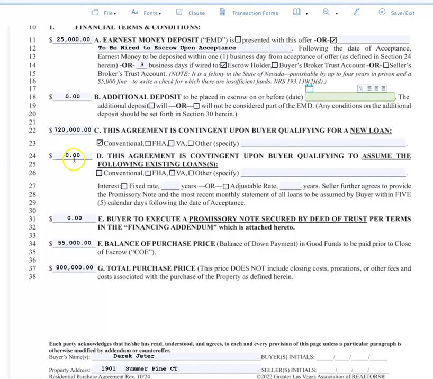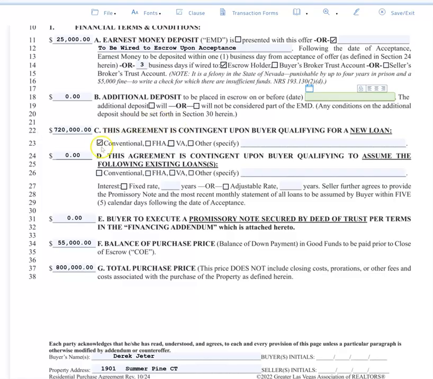Now, number C, this agreement is contingent upon the buyer qualifying for a new loan. Okay. Now, I put $720,000 because that's the loan amount that my client's going to be borrowing from his mortgage company. He's buying a home for $800,000. He's putting 10% down, which is $80,000. So that means the balance is $720,000. That is what his loan will be for based on this offer.